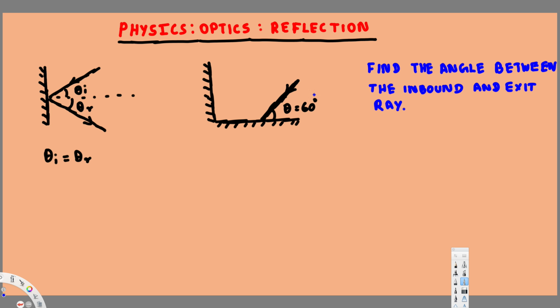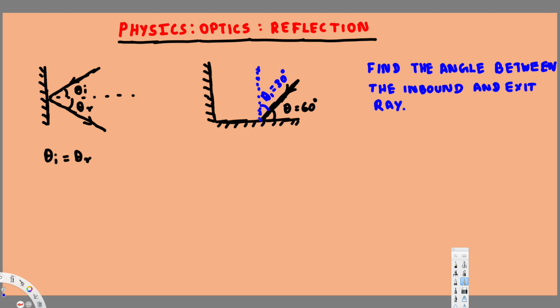Now here, what's going to be the normal line? The normal line is the imaginary line that is perpendicular to the surface. So here we have the inbound ray acting on this surface, and the perpendicular to this surface is going to be like this, 90 degrees. So this is our normal line. And we know that if this is 60 degrees, this is going to be 30 degrees. Let's call this one theta 1. This is our first angle of incidence, so the first angle of incidence is going to be 30 degrees.